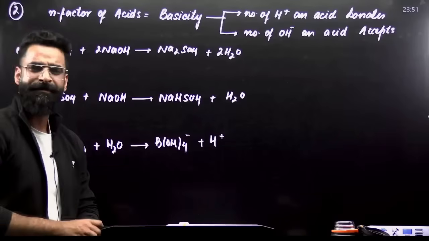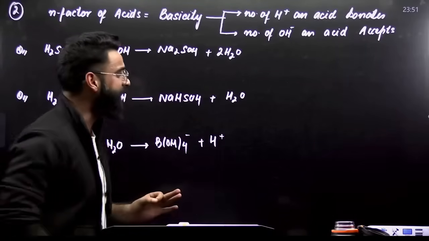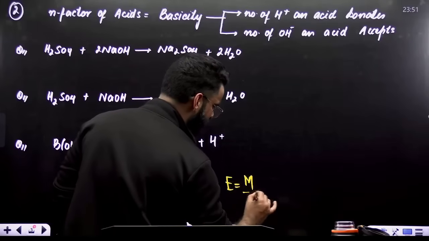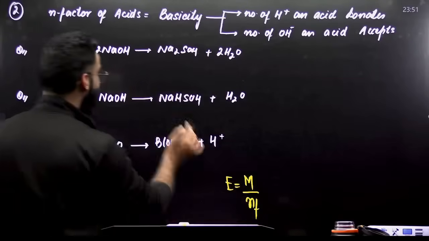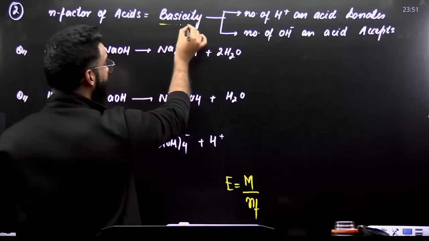N factor of acids. Basically, they'll ask you to calculate the equivalent mass of acids. And remember, the equivalent mass of a substance is nothing but molar mass divided by N factor. Now the point is, how do we calculate the N factor of acids? The N factor of acids is nothing but what is called basicity.